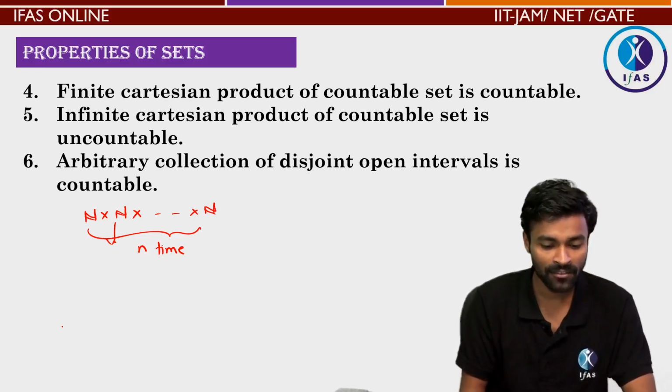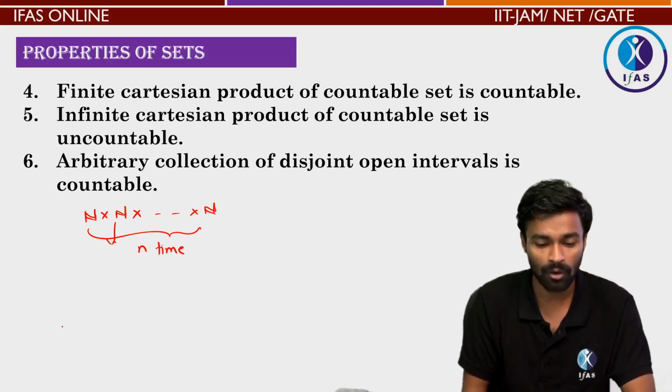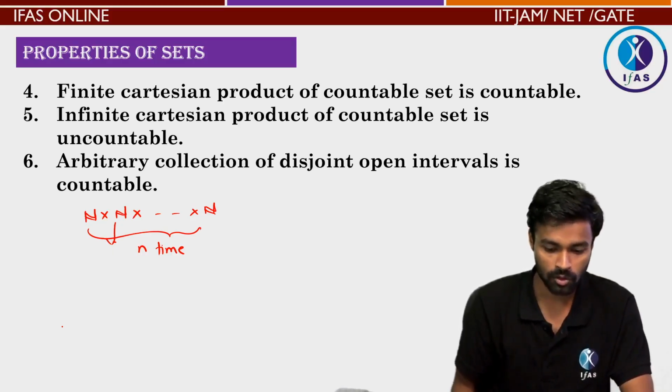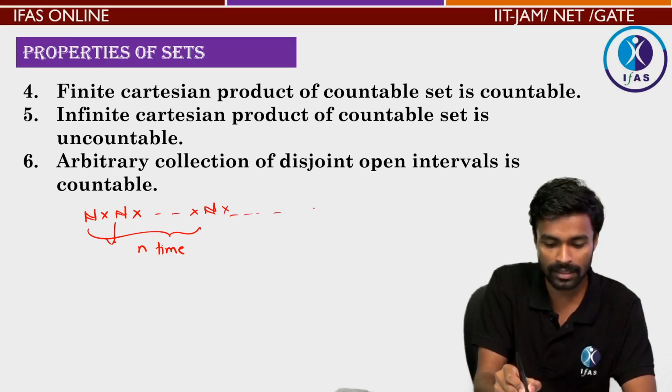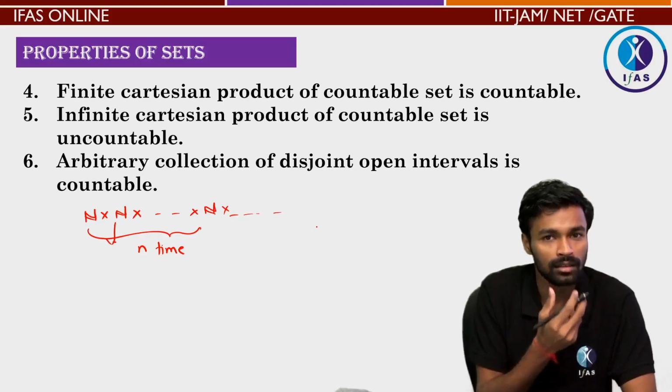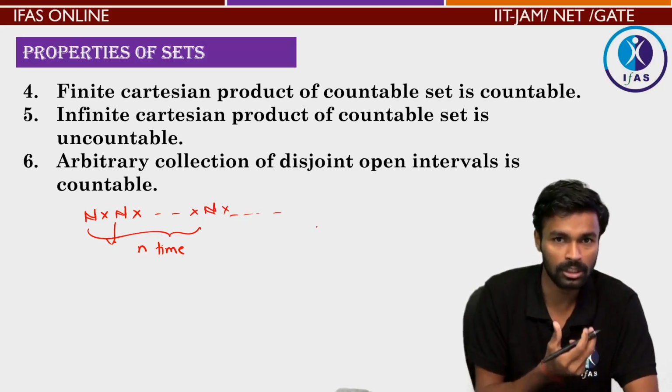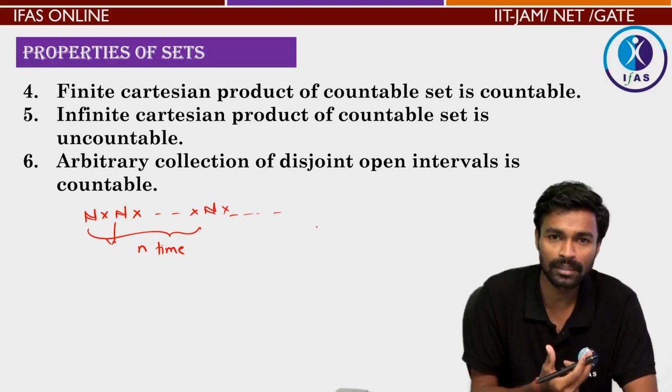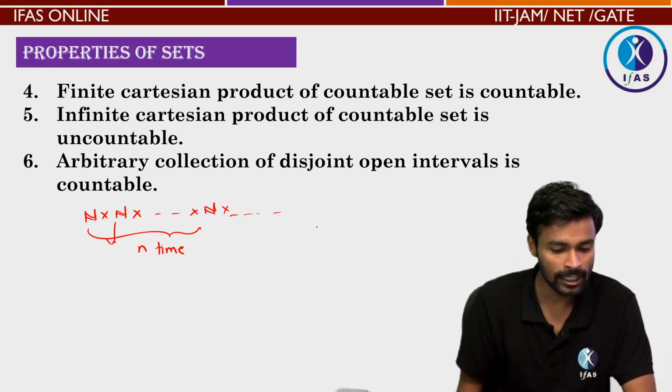The fifth one is the infinite Cartesian product of countable sets is uncountable. If I am taking this multiplication infinitely many times, then the set will be uncountable. The new set that we form will be an uncountable set.